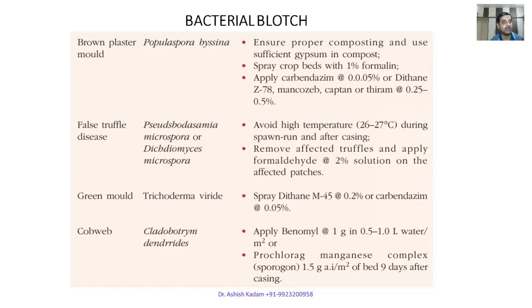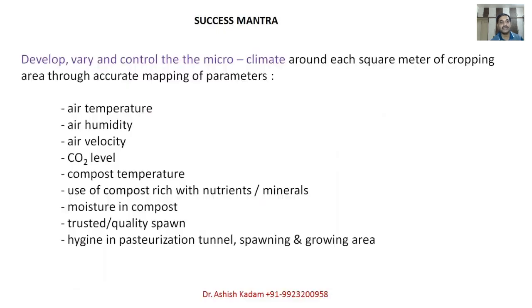So these are the diseases: brown plaster mold, false truffle disease, green mold, cobweb. Again, this truffle disease is because of the high temperature. If there is a temperature of 26 to 27 degrees centigrade in the spawn run or after casing, if these temperatures are very high, then you will get this disease. So you have to maintain these temperatures, and not only this, you have to maintain this temperature throughout all bags, throughout all shelves in your bag, throughout the entire bed. This is very important.